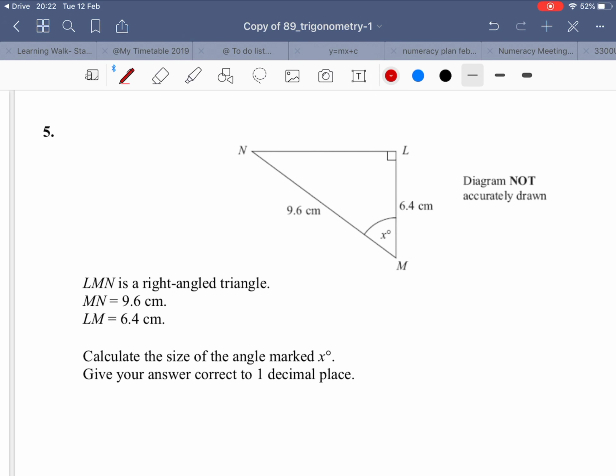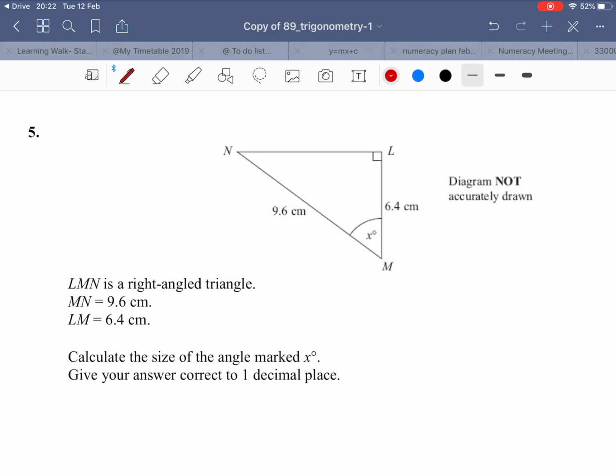Question 5, press pause and have a go. Can you label it? Can you decide whether it's sine, cos or tan? And can you get it ready for the calculator?